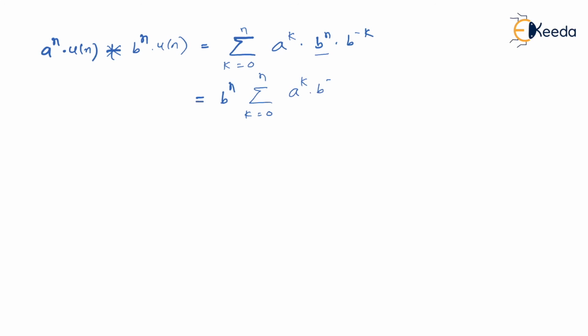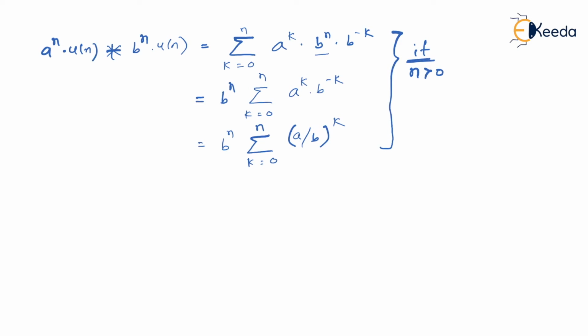A to the power k, b to the power minus k. Further I can write it: b to the power n, summation k from 0 to n, a by b to the power k. So we know that this whole thing, what I'm stating over here, is applicable only if n is greater than 0, because if n is smaller than 0, then u of k dot u of n minus k results in 0, so the whole summation value becomes 0. So whatever I am writing makes sense only if n is greater than 0, or you can in fact say equal to also. So now this is equal to b to the power n.